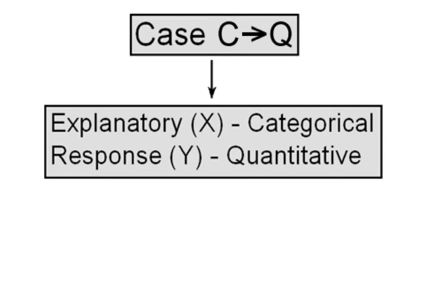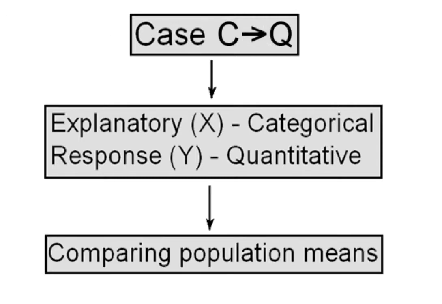We'll start our discussion of inference on relationships with case categorical quantitative, where the explanatory variable x is categorical and the response variable y is quantitative. We saw that inference on relationships in this case amount to comparing population means.